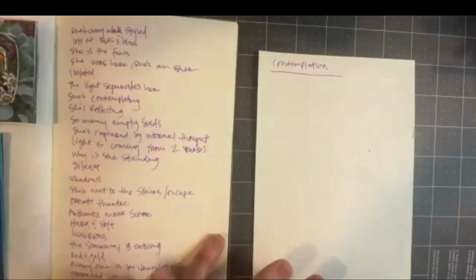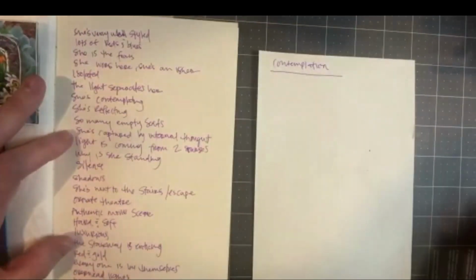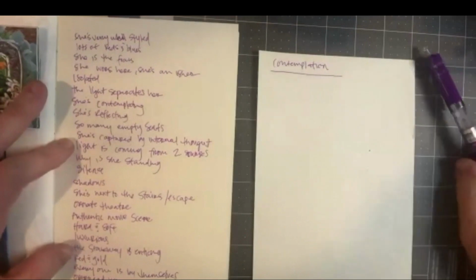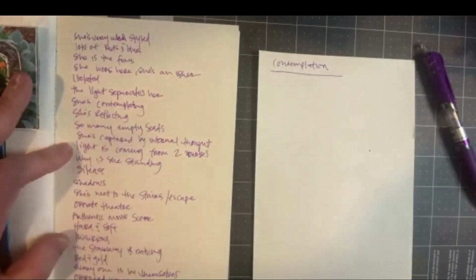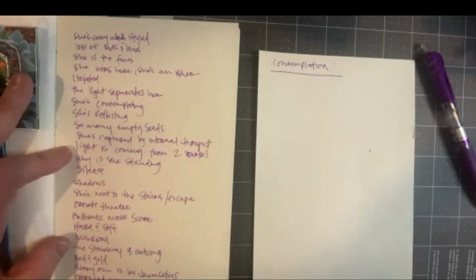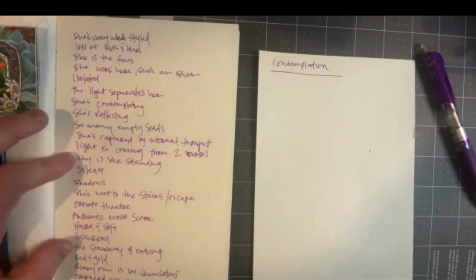All right. So looking at some of the things that we talked about, I've got a list here. What would be a good first line? Thinking about these different lines that we wrote down, I'll just read through them. She's very well styled, lots of reds and blues. She is the focus. She works here. She's an usher, isolated. The light separates her. She's contemplating. She's reflecting. So many empty seats. She's captured by internal thought.